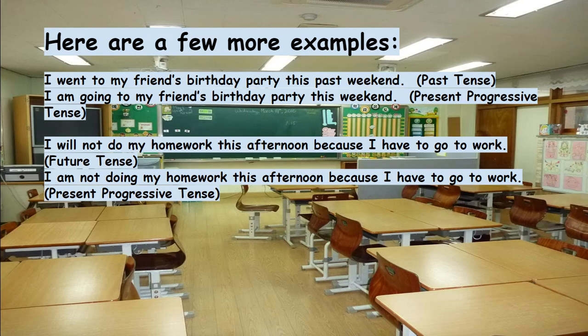Here are a few more examples. I went to my friend's birthday party this past weekend. Past tense. I am going to my friend's birthday party this weekend. Present progressive tense. I will not do my homework this afternoon because I have to go to work. Future tense. I am not doing my homework this afternoon because I have to go to work. Present progressive tense. So, you just saw an example of some of the different tenses and how these sentences look in the present progressive form.